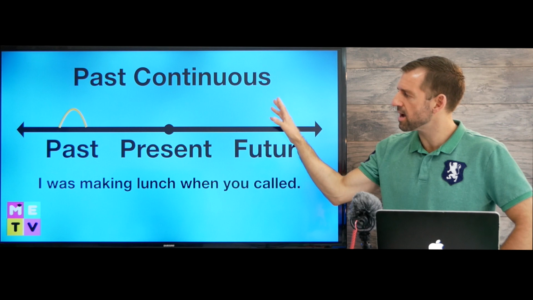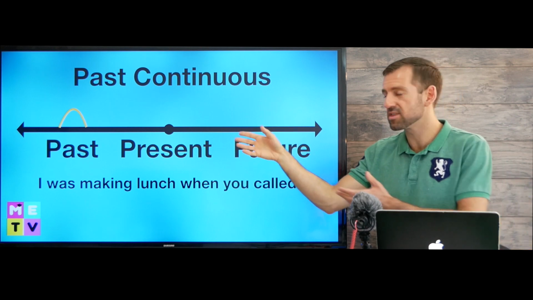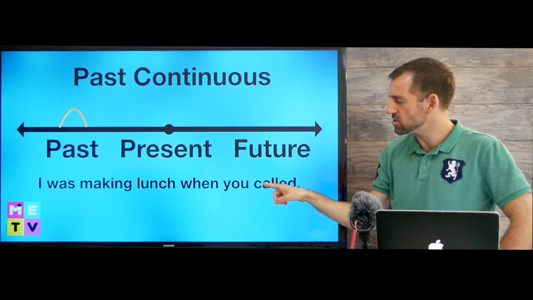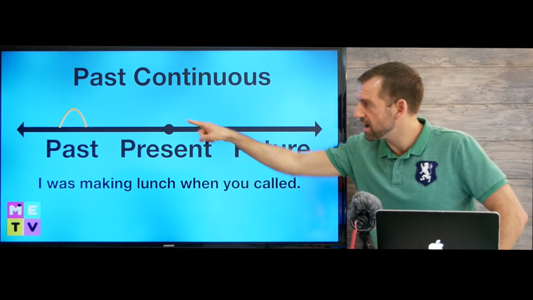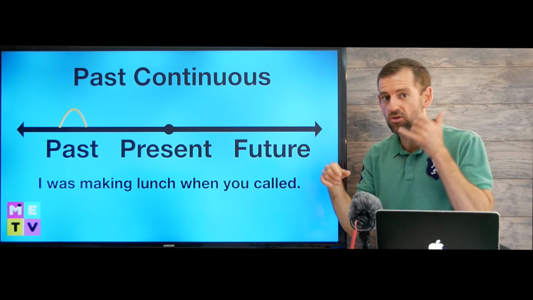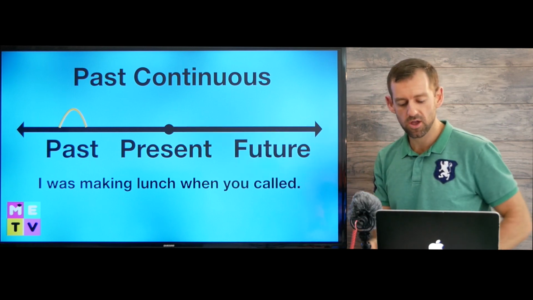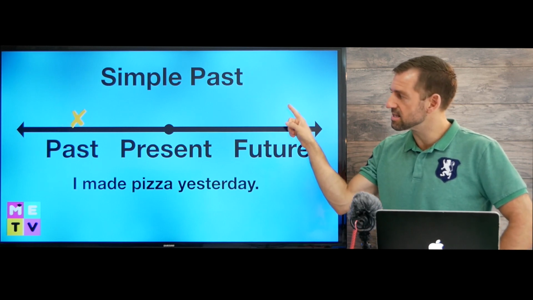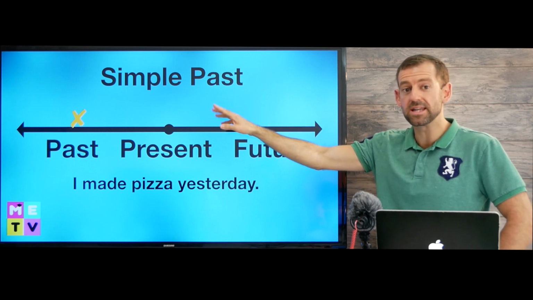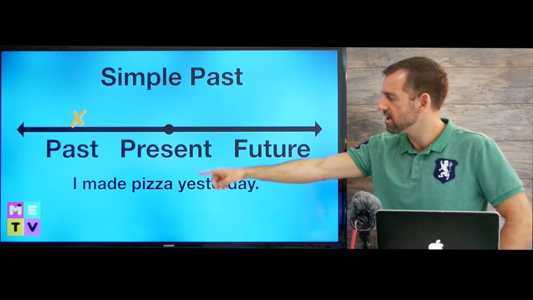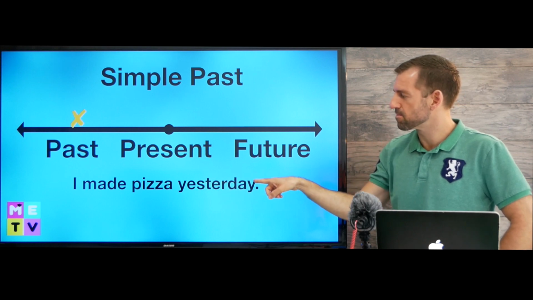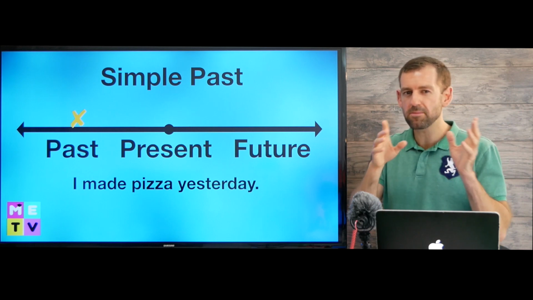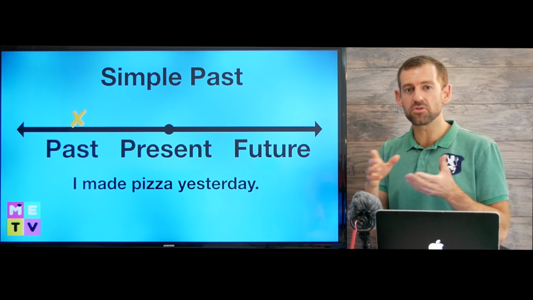Now, we use the past continuous tense to talk about things that were happening in the past. For example, I was making lunch when you called. Back there, I was making lunch and then you called me. So I could say I was making lunch when you called. Now that's different than the simple past, because in the simple past, we're just talking about an event. It's finished. It happened, okay? I made pizza yesterday. But if it's the past continuous, it means we're sort of going back in time and we're talking about the process.